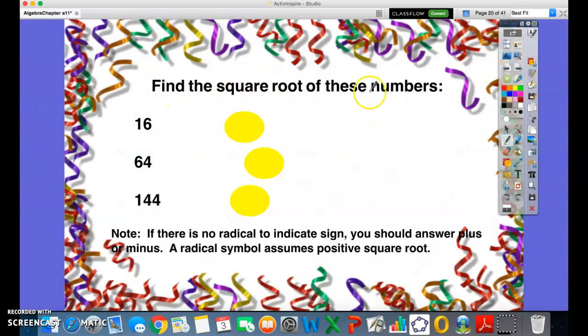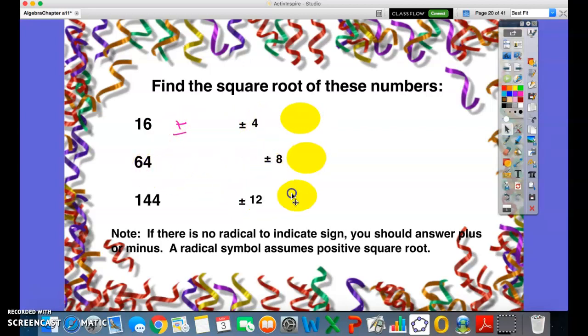Now find the square root of these numbers. Since there is no radical symbol, that means we need to show both positive and negative. Plus or minus 4. This will be plus or minus 8, plus or minus 12.